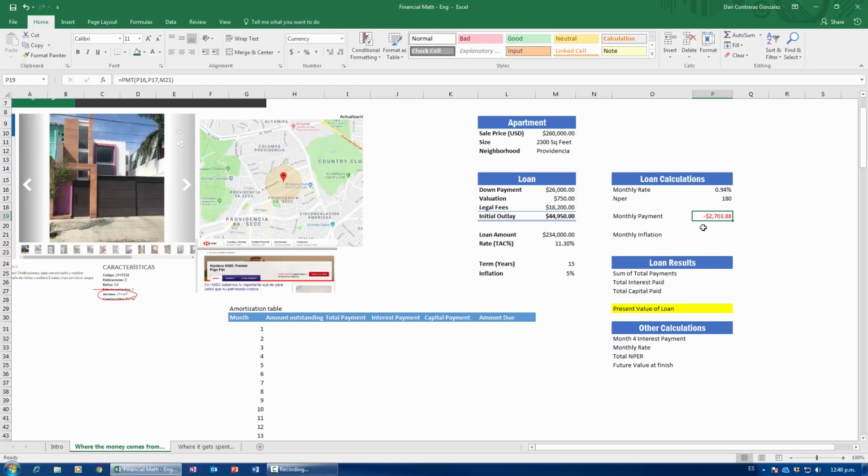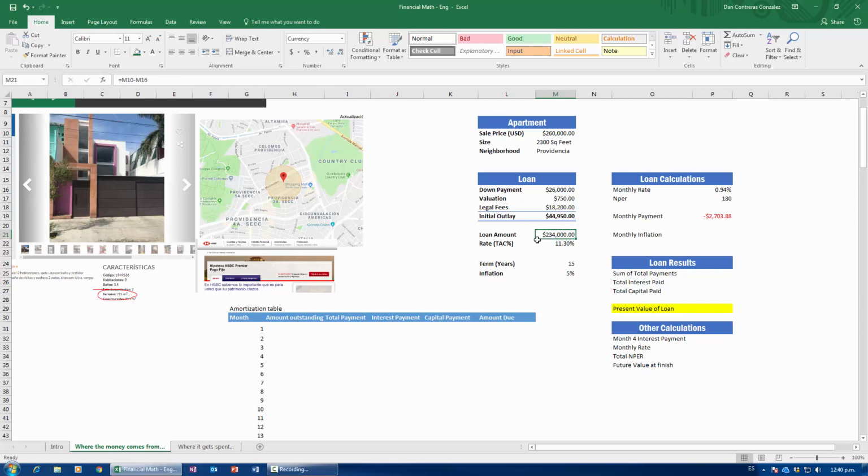Now, first things first, we notice that it's $2,700, but it comes with a negative sign, all right? It's a minus sign. What does that mean? It doesn't mean that the bank loans you money for you to buy a house and then gives you $2,700 every month. No, it doesn't mean that. What it means is, when you're talking about financial mathematics, when you have a plus sign in front of something, that means that it's cash that's coming into your pocket.